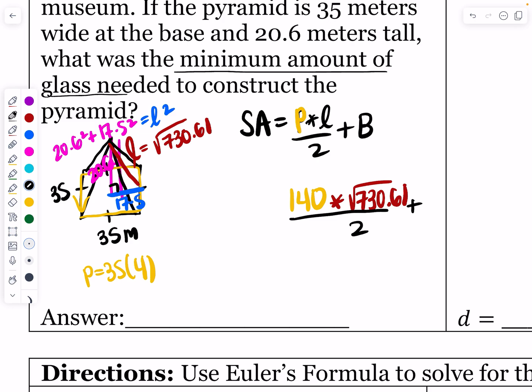And then the area of the base is going to be 35 squared, which gives me 1225 for my area of that base. That base is going to be a 35 by 35. And so I'm going to do the square root of 730.